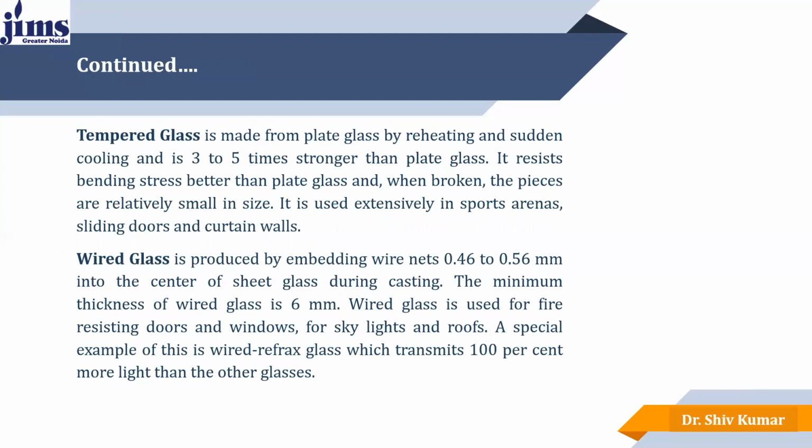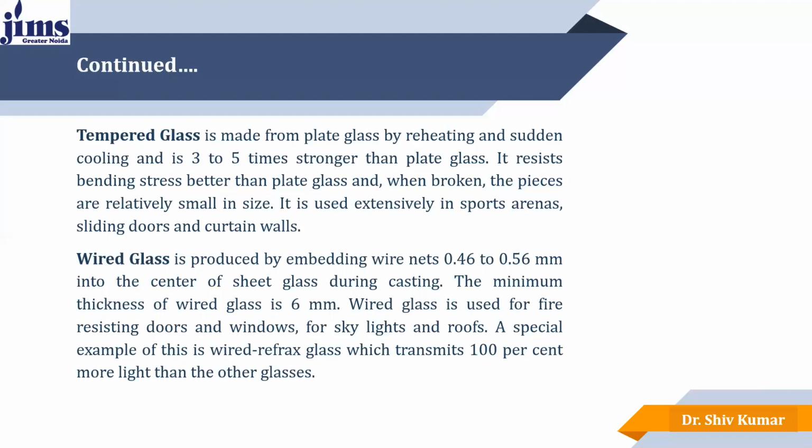Next is the tempered glass. This tempered glass is a form of plate glass and it is produced by reheating and sudden cooling. It is about 3 to 5 times stronger than the plate glass. It resists bending stress better than plate glass, and when broken, it is finely divided into small pieces. It is used extensively in sports arenas, sliding doors, and curtain walls so that it may not harm.